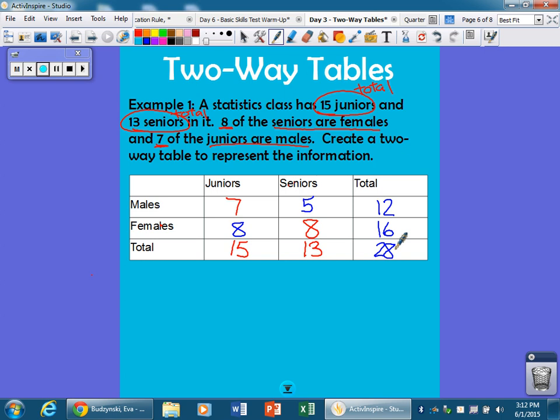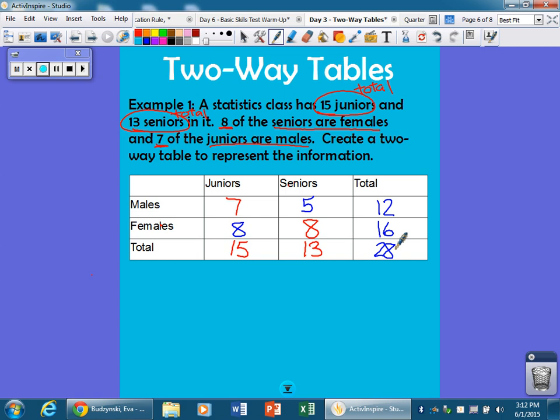This is the first part of doing two-way tables, taking out the information of the problem and setting it up into a table. So again, pay particular attention to the language that the problem uses and make sure you're entering it into the right box. Okay, so we're going to do another example.